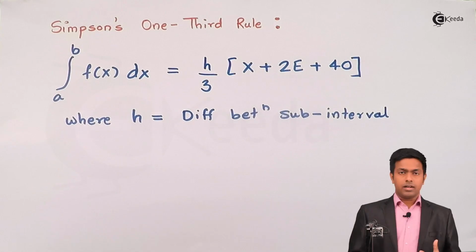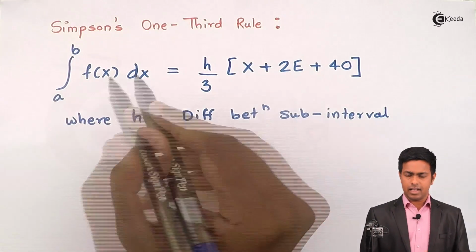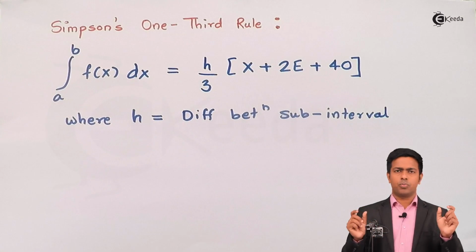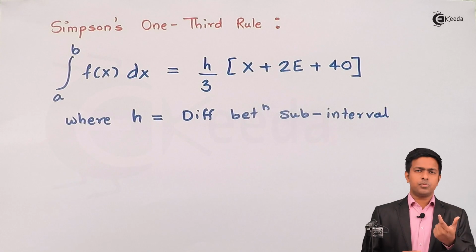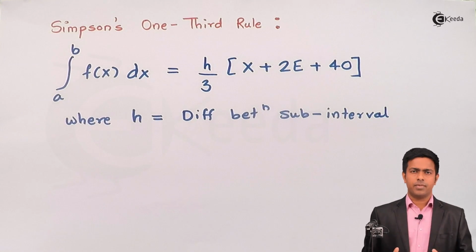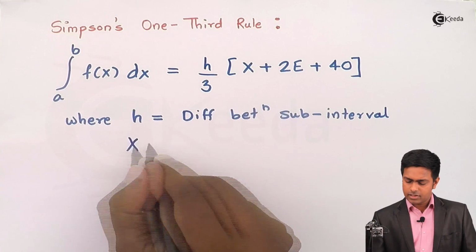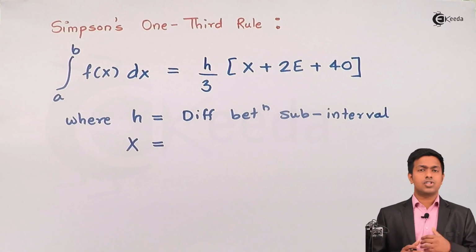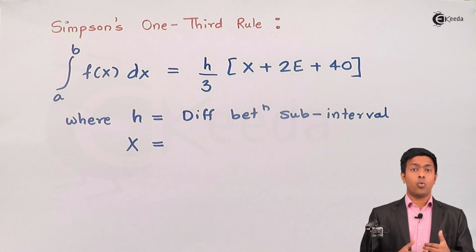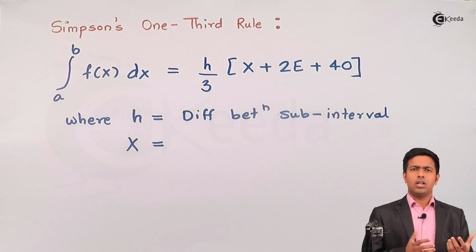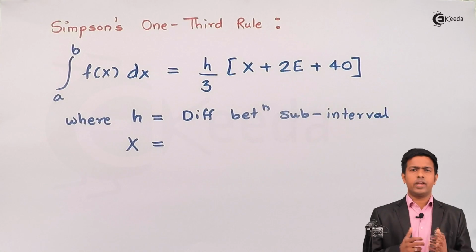Now we have the start point, the initial value of x, as a and the last value of x as b. In between these two points we take subintervals. The difference between any two subintervals must be the same, and hence we call that difference h. Then we have X, which is the sum of extreme ordinates. Extreme ordinate is the y coordinate, because we call the x coordinate the abscissa and the y coordinate the ordinate. Now how do we get the y coordinate?